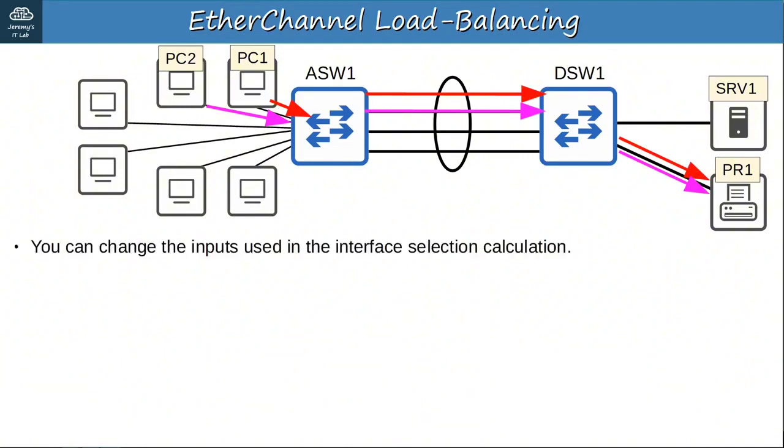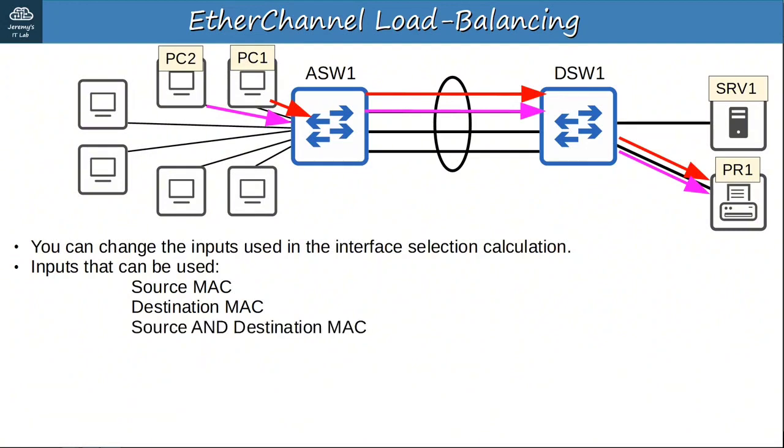Actually, you can change the inputs used in the interface selection calculation. Here are the inputs that can be used. Source MAC address. So all frames with the same source MAC address will always use the same interface in the Ether channel. Or destination MAC address. In this case, all frames with the same destination MAC address will always use the same physical interface.